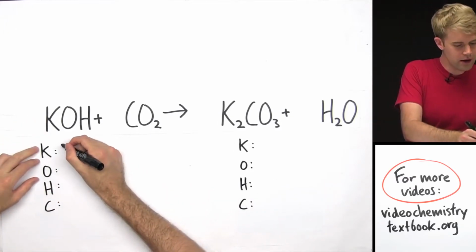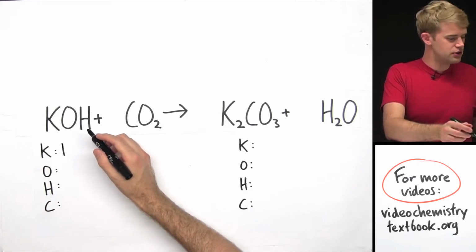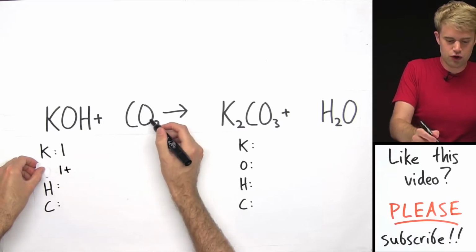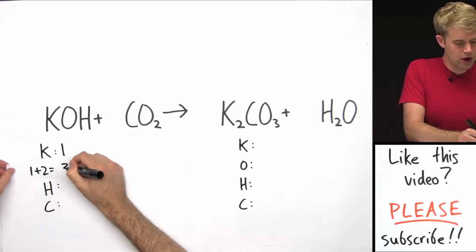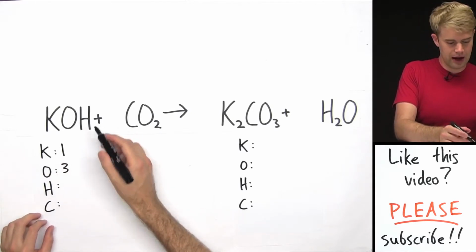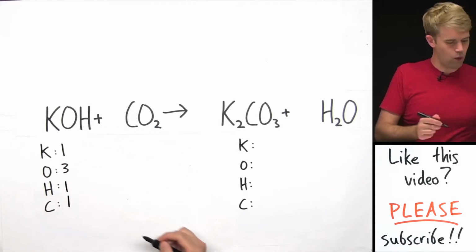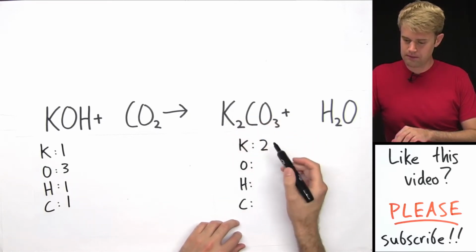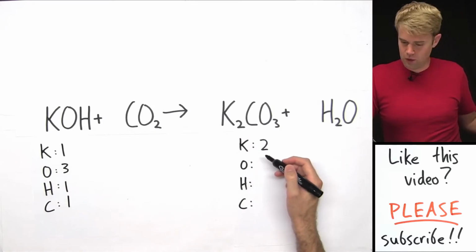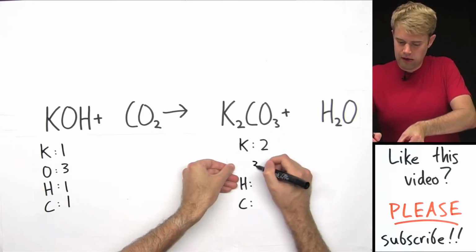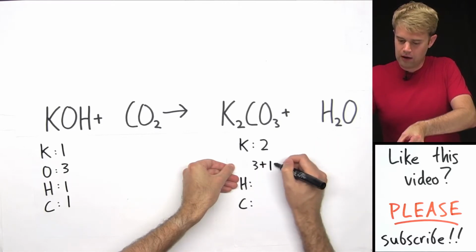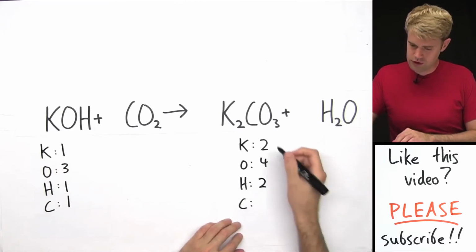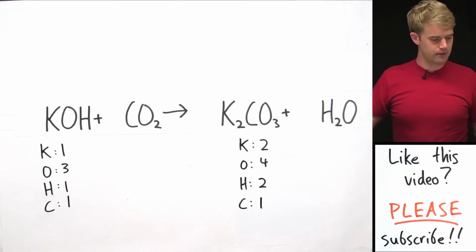Okay, we got 1 potassium here. Now for oxygen, this is where you just got to be a little bit more careful, okay, because we have 1 oxygen here, but then we have 2 oxygens here. So 1 plus 2, total we have 3. Then hydrogen, we got 1 of those, and carbon, we got 1 of those. Over here for potassium, we have 2 of these because we got K2. Then oxygen, we have 3 there, and we have 1 there. It's going to give us 4 total. Then we have H2, we have 2 hydrogens, and 1 carbon.